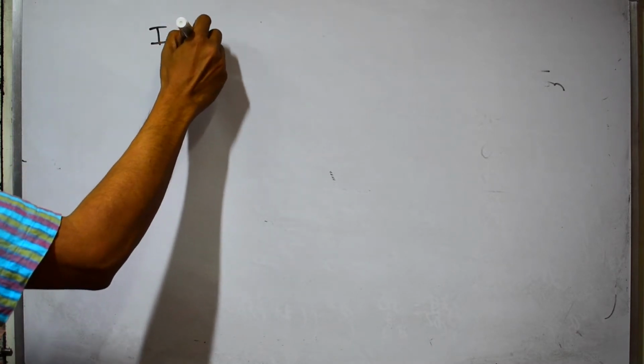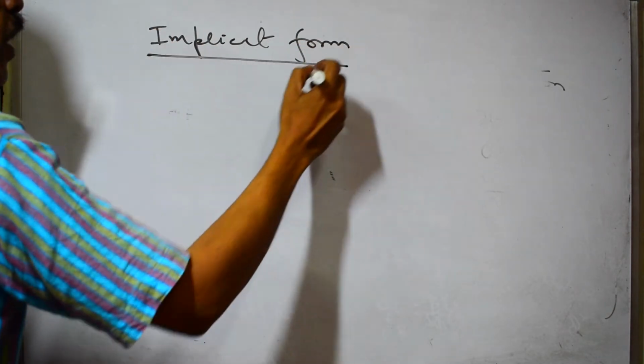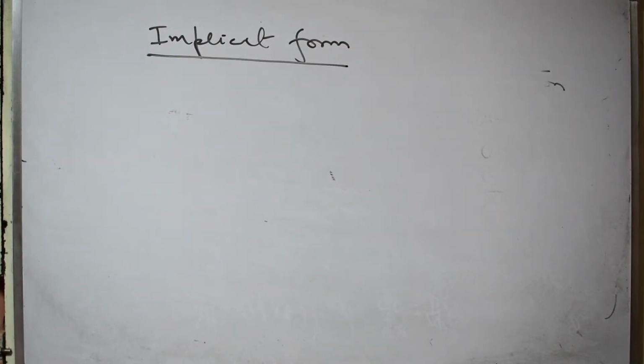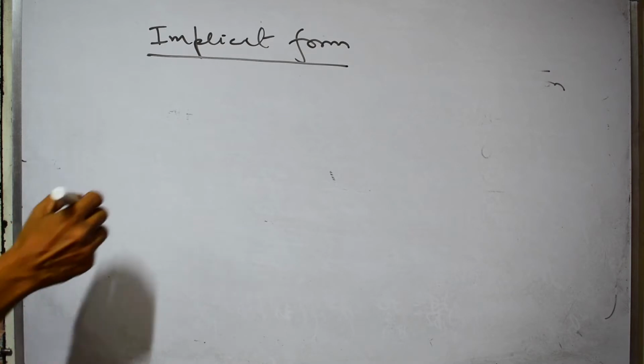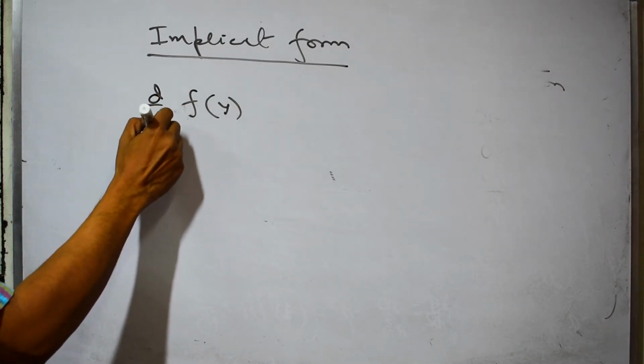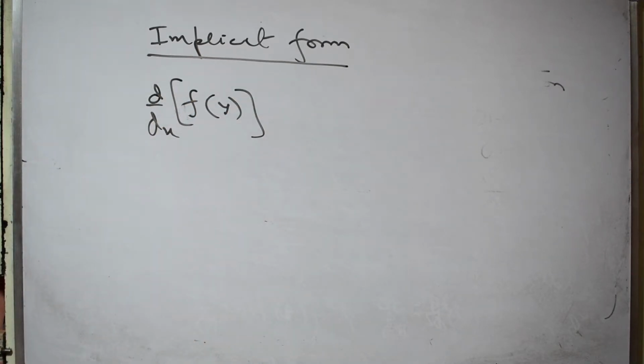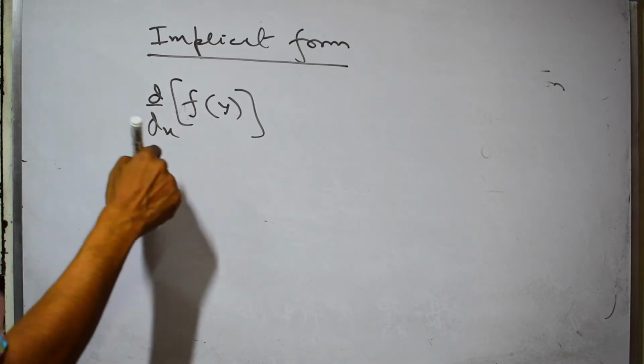The question will be like this. Now the next one is implicit form. Implicit form means we need to differentiate, but the question is such that y cannot be separated. That means if I differentiate a function of y, what will we do? Derivative of a function of y with respect to x. We are differentiating the function y, but the function y will be differentiated with x.